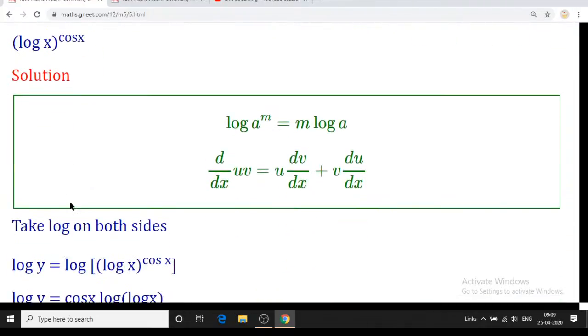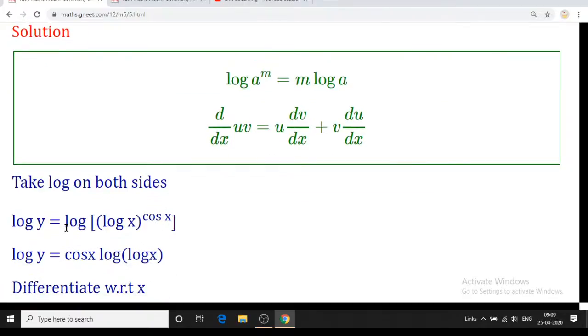Let y is equal to this. So we will take log on both sides. We get log y is equal to log of log x raised to cos x. Now we have the property log of a raised to m is m log a. So this power cos x comes in front, and that will be cos x log of log x.